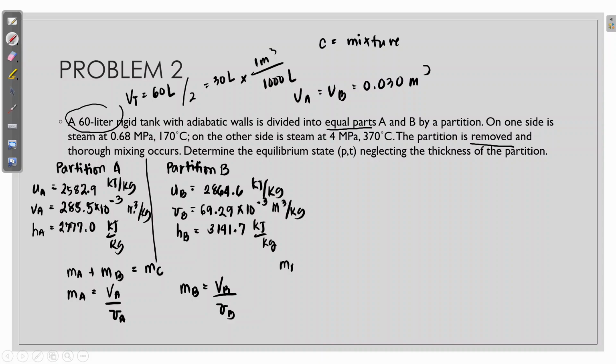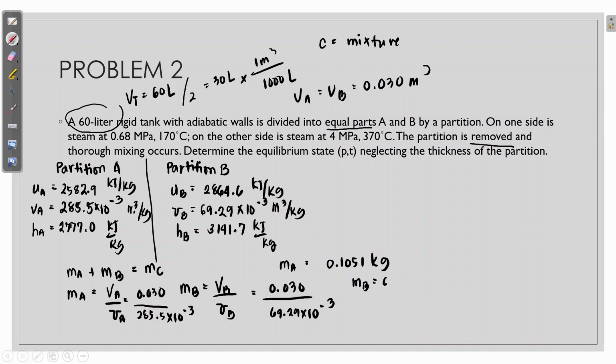So, ang MA natin will be 0.03 over specific volume ng A na 285.5 times 10 raised to negative 3. Sa VB din ay 0.03 over specific volume na 69.29 times 10 raised to negative 3. So, ang MA natin dito, pag kinompute natin, is magiging 0.1051 kilogram. Ang MB natin dito ay magiging 0.4330 kilogram. Okay?